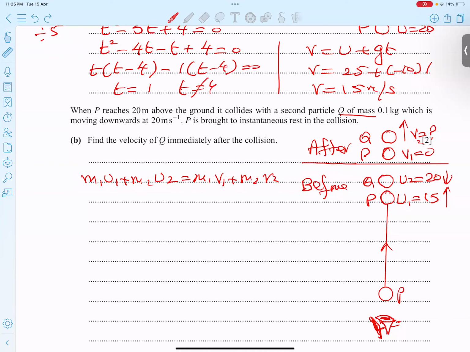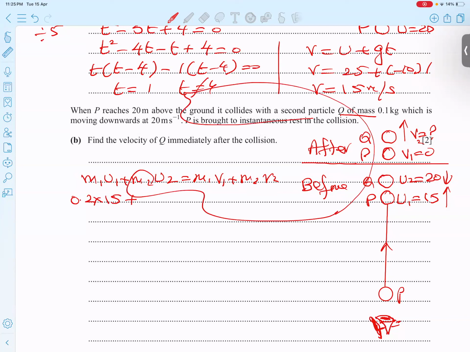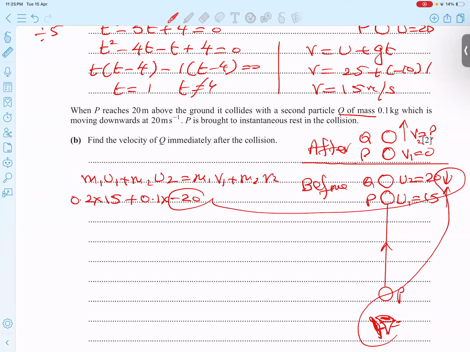Okay. So the interesting part is, the mass of the P particle is 0.2, and its speed is 15. The mass of Q is given as 0.1, but its speed is negative 20. Why negative? Because it is coming towards the observer. If something is going away from the observer it is positive, and coming back to the observer it is negative. P's velocity becomes 0. And for the other one, 0.1 times V, I want to find.